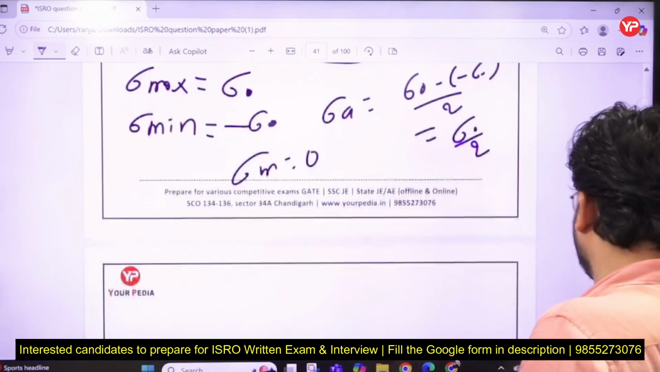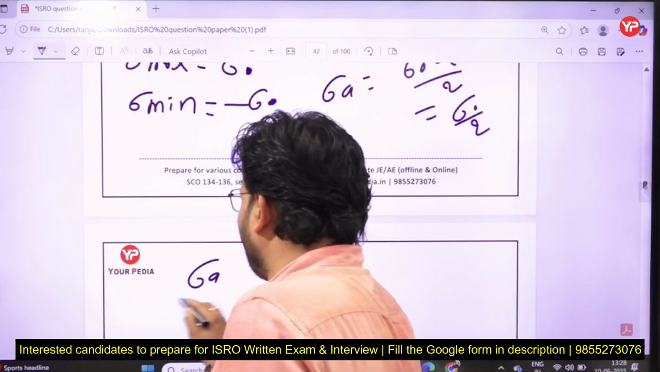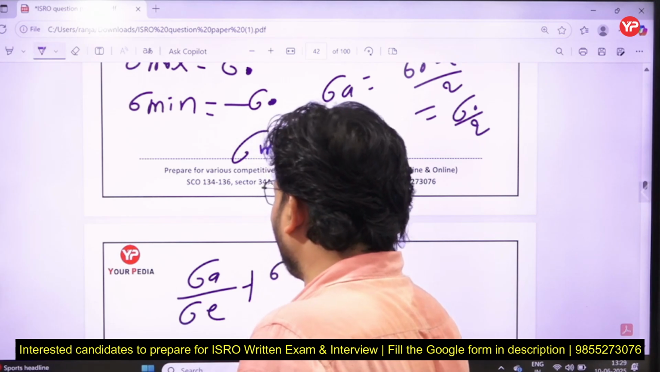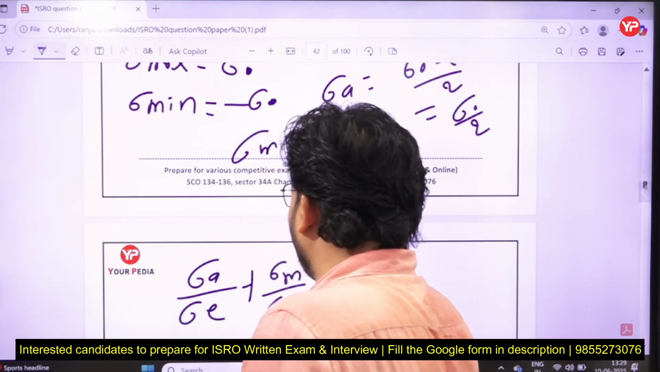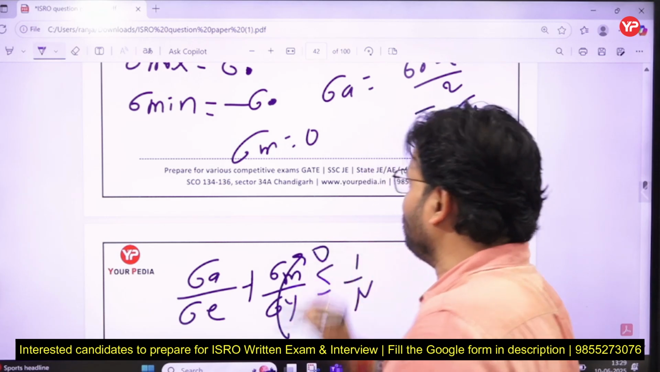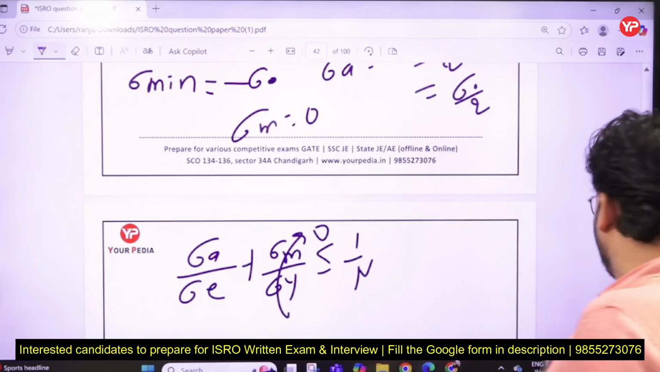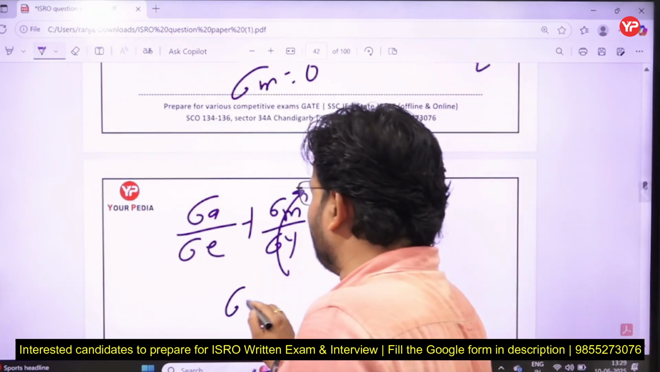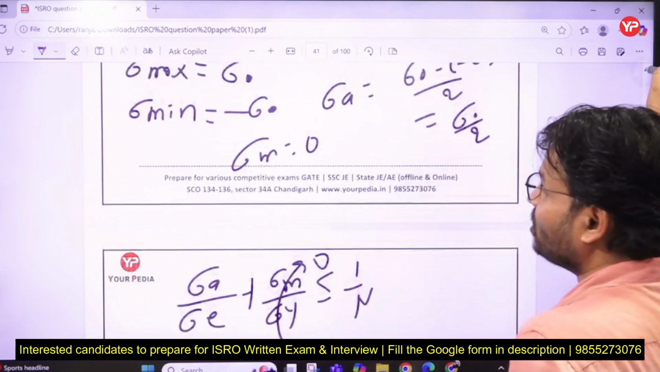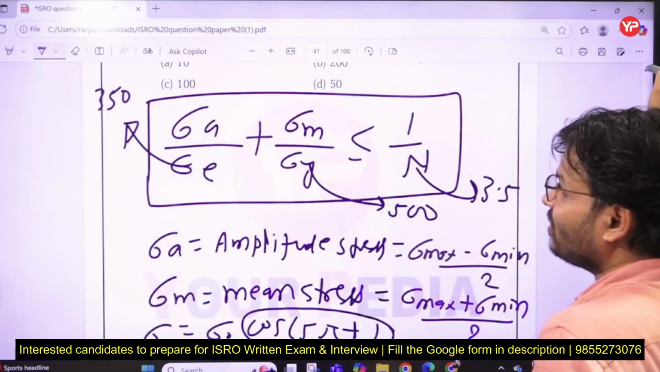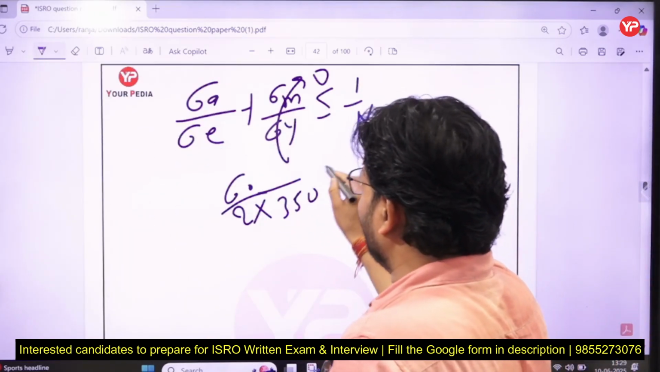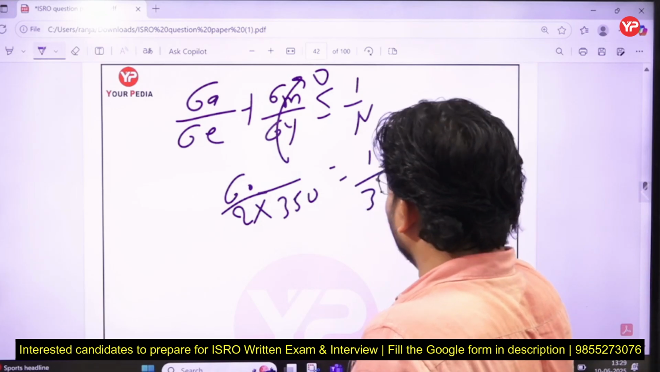The equation was sigma a upon sigma e, plus sigma m upon sigma y, equal to the limiting case 1 upon n. Sigma m is 0, so that whole term will be 0. Sigma a is sigma naught, right, my dear friends? Our endurance limit is given as 350. So 350 is equal to 1 upon n, 3.5.